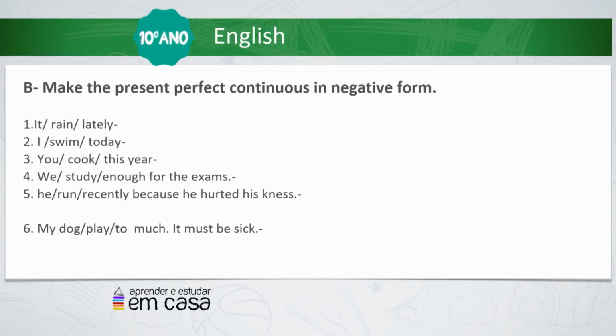Here you will make the present perfect continuous in negative form. You have the sentences, they don't have verbs, so you will do it. You will complete with the present perfect continuous but in negative form. First one, it rained lately. Second, I swim today. Third, you cook this year. Fourth, we study enough for the exams. Fifth, he ran recently because he hurt his knees. Sixth, my dog played too much, it must be sick.